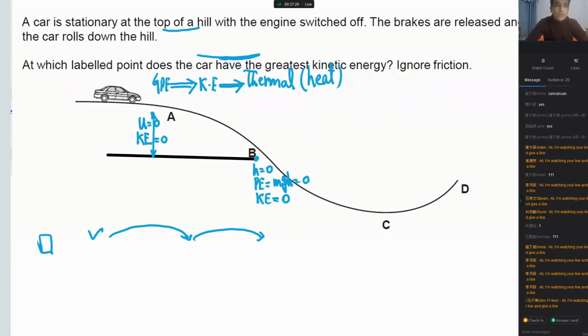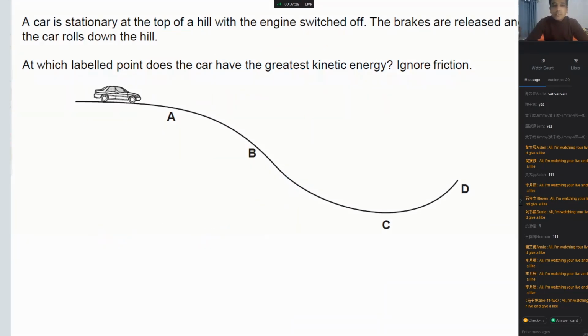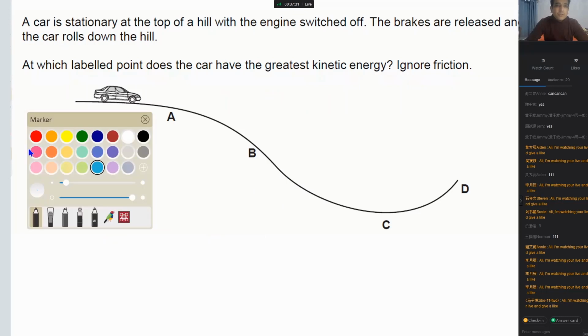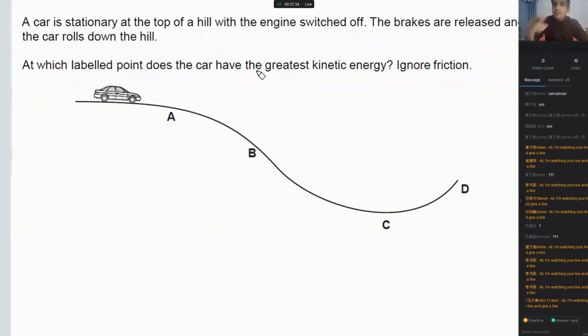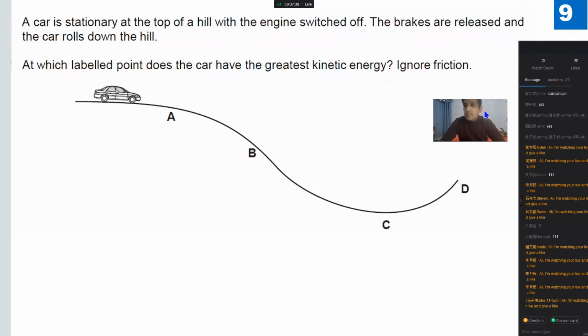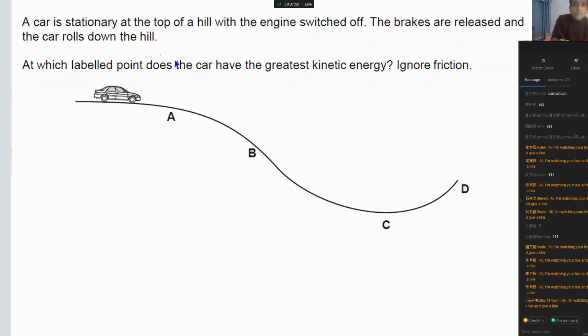Another question on conservation of energy. Please try this one. Try to answer by yourself. First try by yourself, then I will explain. Okay, for this question, let me explain to you now.